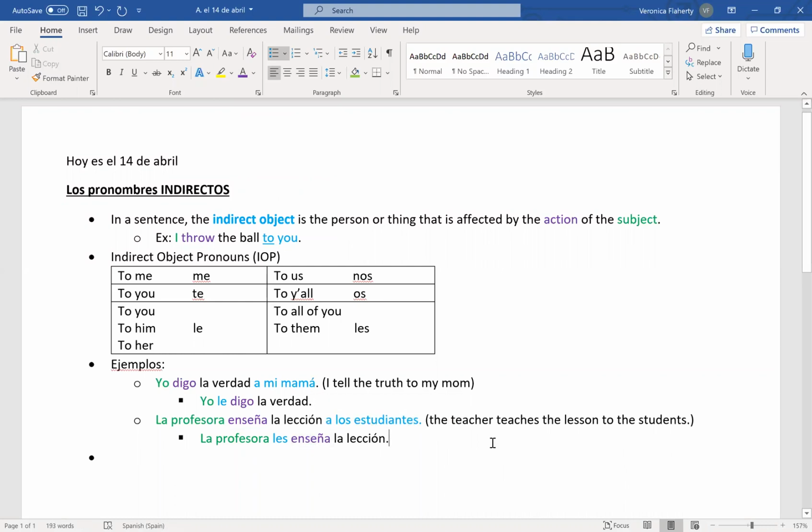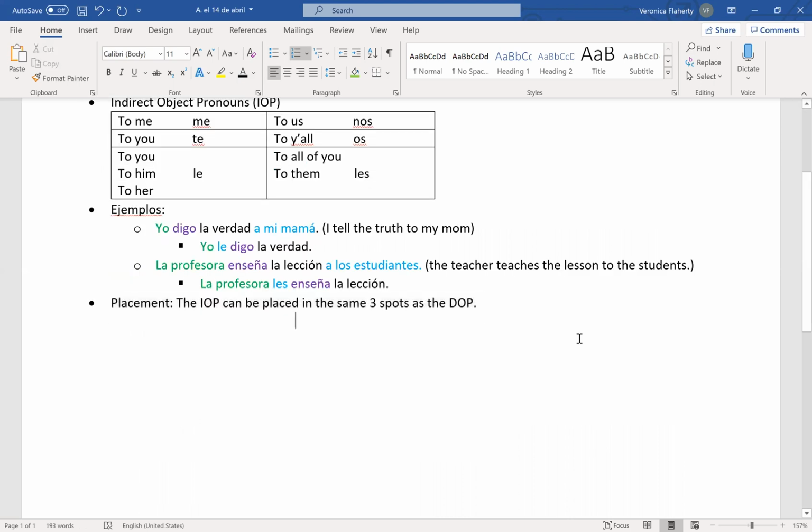Okay? But just like with direct object pronouns, there's actually 3 places where these words can go. The indirect object pronouns, which I abbreviated as IOP, can be placed in the same 3 spots as the direct object pronouns, DOP. So up on top, in our first 2 examples, we have them in the first position, right before a conjugated verb. So digo and enseña are both conjugated verbs.